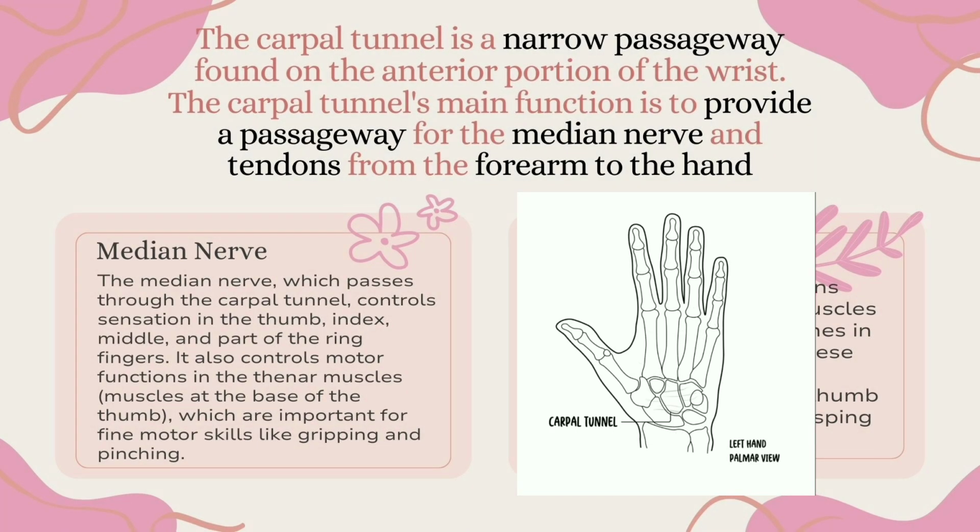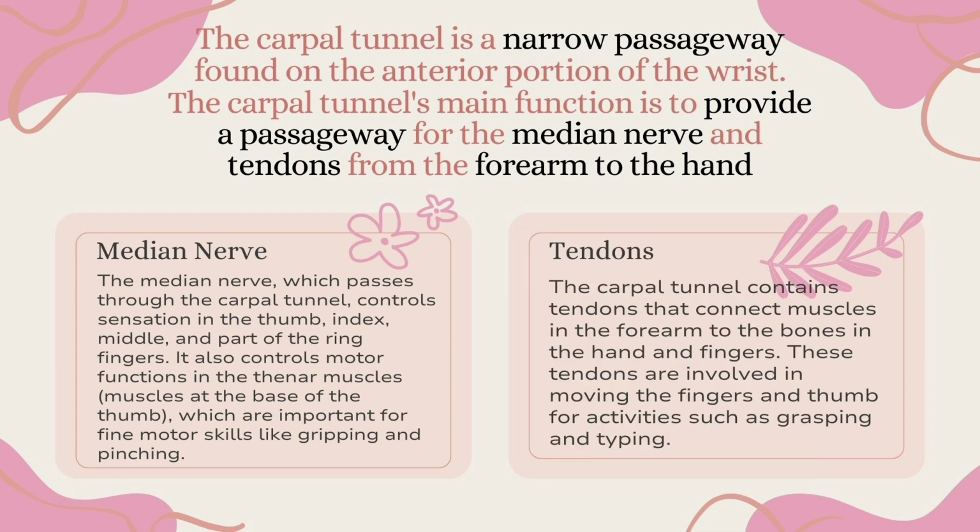The carpal tunnel is a narrow passageway found on the anterior portion of the wrist. Its main function is to provide a passageway for the median nerve and tendons from the forearm to the hand. So why do we need to provide a passageway for the median nerve and tendons?